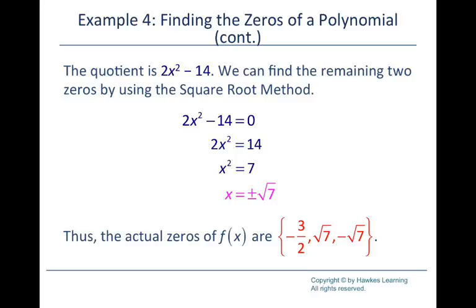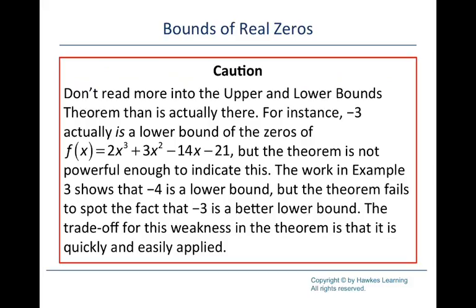Okay, they didn't write it as factors, they just listed the zeros, which are negative 3 halves, positive square root of 7, and negative square root of 7. For the upper and lower bounds, don't use those boundaries as zeros. That's the caution here. It's tempting to say, okay, if negative 4 is the lower bound, negative 4 must be a 0. Or if 3 is an upper bound, 3 must be a 0. That just tells you that none of the zeros are above that. That doesn't mean that they are zeros. So be careful about that.